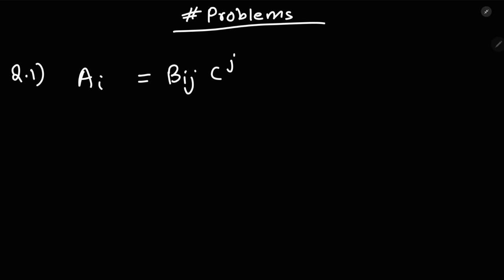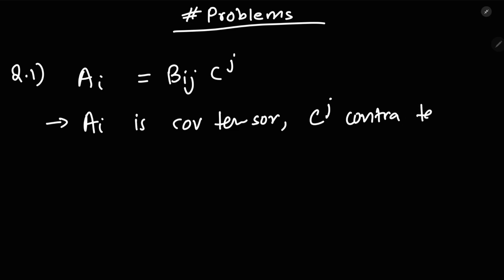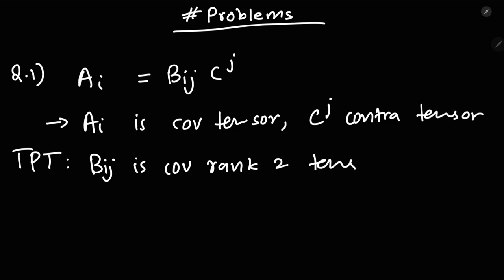Hello everyone. In this video I'll solve some problems related to tensors. So the first problem is we have been given this equation Ai is equal to Bij Cj, and we have been given that Ai is a covariant tensor and Cj is a contravariant tensor, and we have to prove that Bij is a covariant rank 2 tensor. Okay, this is the problem we have.